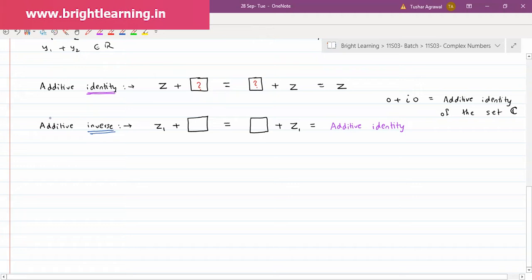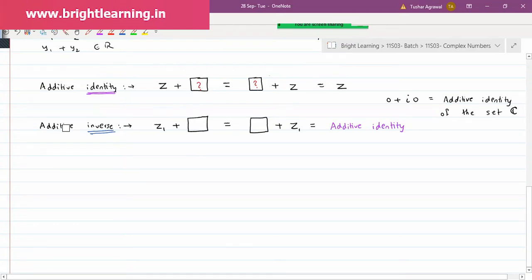For multiplication also we have a multiplicative identity. What will be the answer? Z multiplied by some number is equal to some number multiplied by Z should be equal to Z only. And what will be the multiplicative inverse? Z1 multiplied by some number should give me the multiplicative identity. So the multiplicative inverse is 1 by Z.